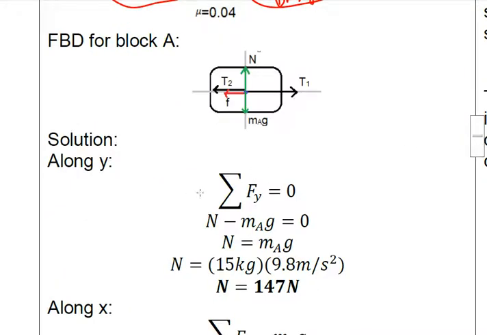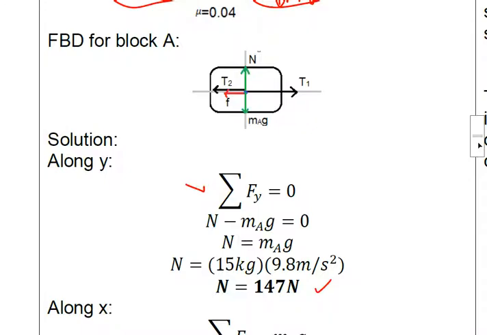So the second law becomes this one. You have the summation of forces along y equal to 0. Then take into account all the forces along y. So we have the normal force going upward, minus the weight, which is going downward, equated to 0. And then you have here the normal force, which is 147 Newton. The importance of this is again to compute the magnitude of the frictional force, because the system is a non-frictionless system.